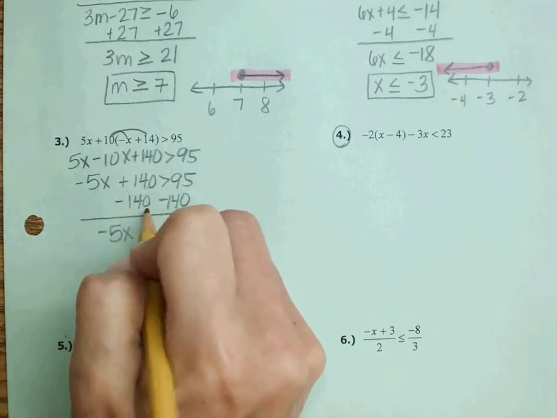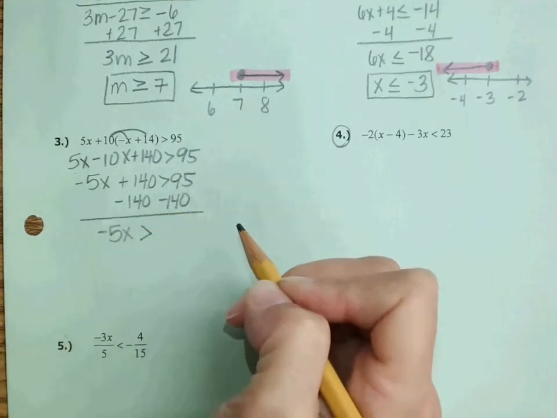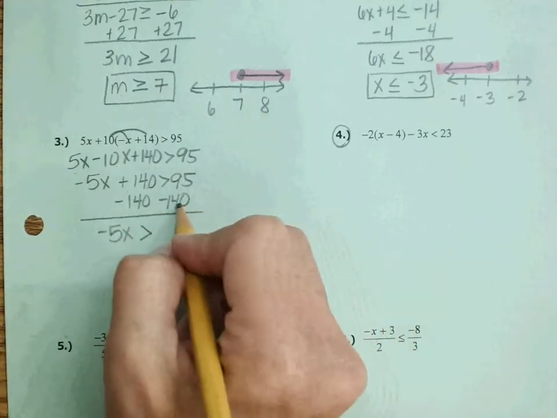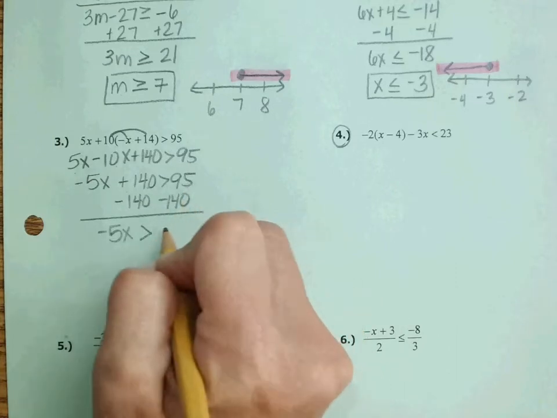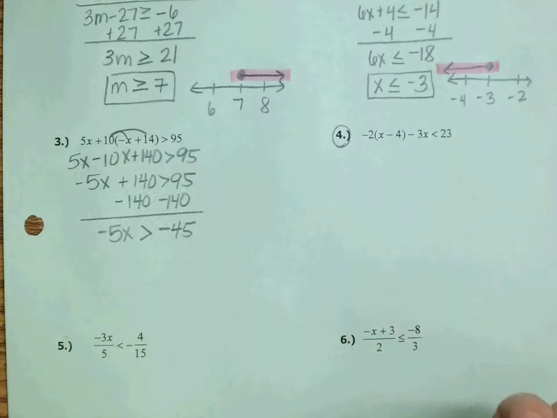140 minus 140 is 0. We don't need to write that. Drop down my greater than symbol. And then 140 minus 95 is 45, and it's negative.